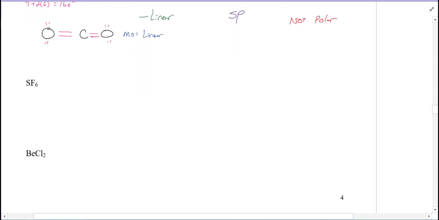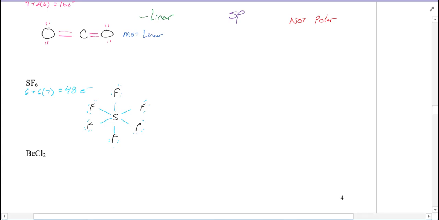SF6, sulfur hexafluoride. Electron count. Sulfur is 6 plus 6 times 7. So that's 48 electrons. Middle, we use sulfur. So we got F, S, F, F, F, F, F. 2, 4, 6, 8, 10, 12, 14, 16, 18, 20, 22, 24, 26, 28, 30, 32, 34, 36, 38, 40, 42, 44, 46, 48. There we go.